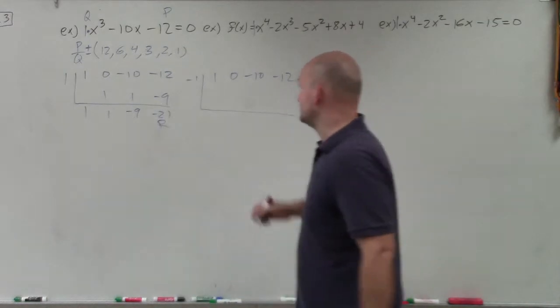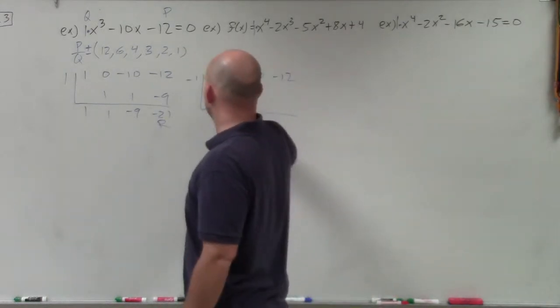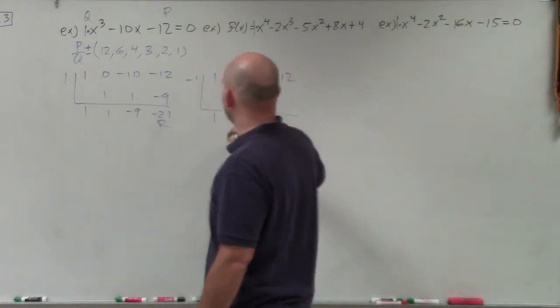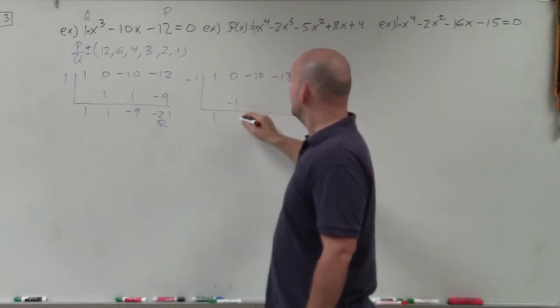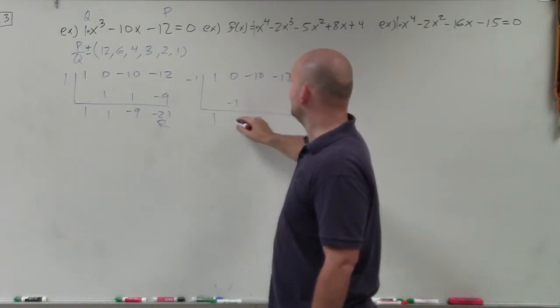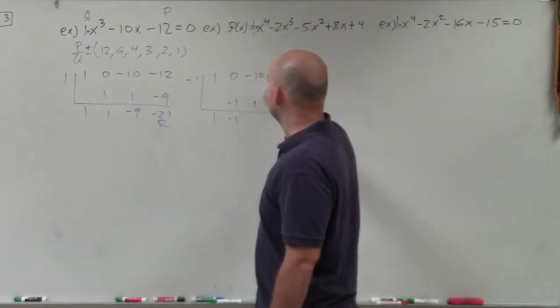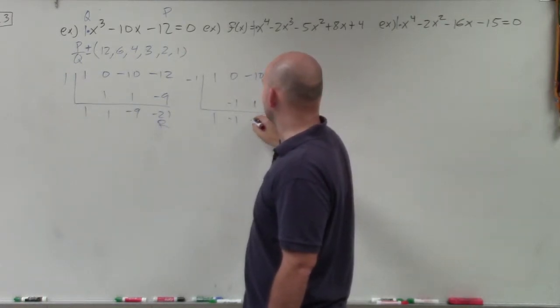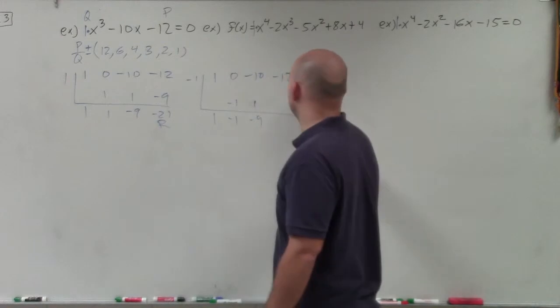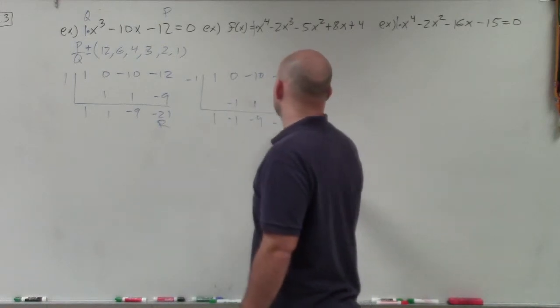So now let's move to the next one. Let's try negative 1. Bring down the 1. 1 times negative 1 is negative 1. 0 plus negative 1 is going to be a negative 1. Negative 1 times negative 1 is positive 1. Negative 10 plus positive 1 is going to be a negative 9. Negative 9 times negative 1 is going to be a positive 9, and negative 12 plus 9 equals negative 3.